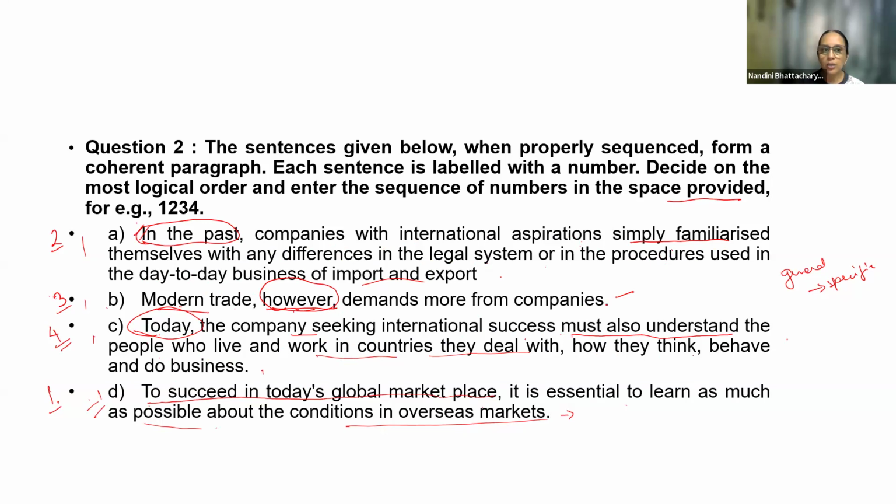So now what is your answer then? Your options are marked A, B, C, D. So when you are writing your answer, what will you write? You will write D, then A, then B, and then C. So this is your answer.